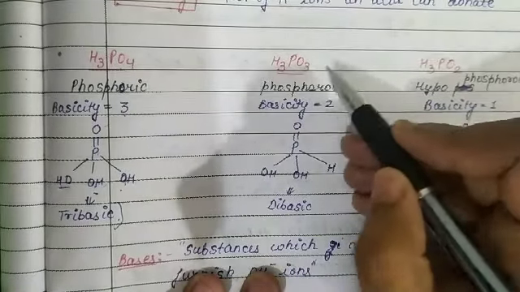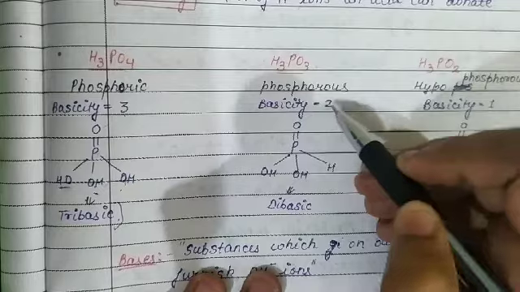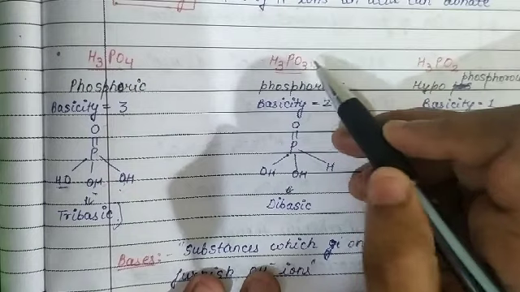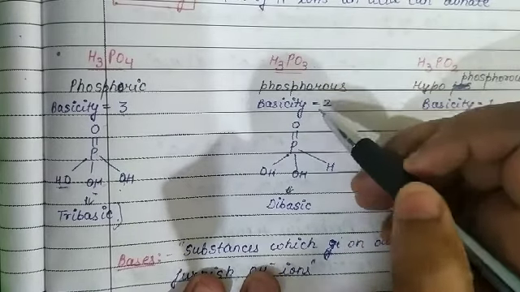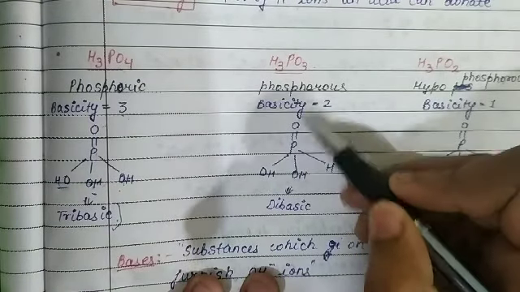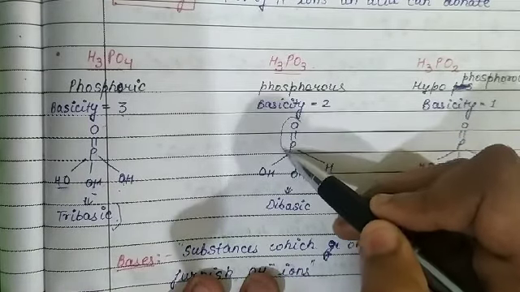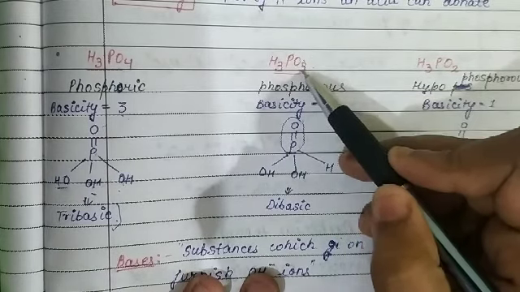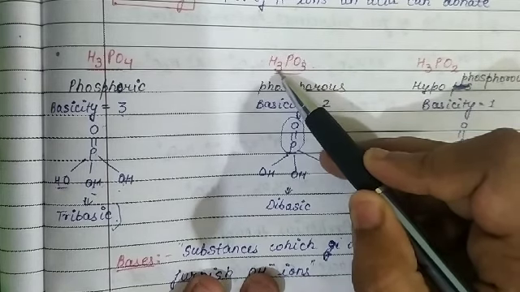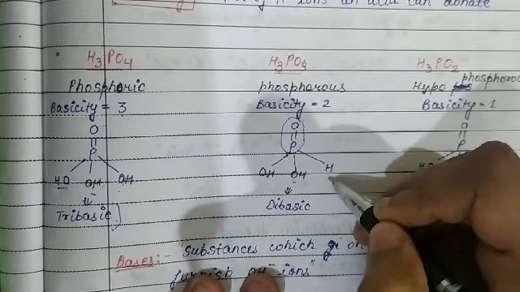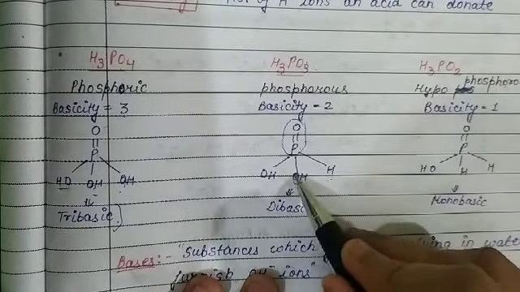See the next. The next is H3PO3, called phosphorus acid. How many H are there? 3 H, and 3 oxygen. One oxygen will form a double bond with phosphorus. It means 2 oxygen are remaining, so these 2 oxygen will form 2 OH groups with hydrogen. The remaining hydrogen will be in the form of a direct P-H bond. So in this compound 2 OH groups are there, therefore basicity is 2. So this is dibasic.